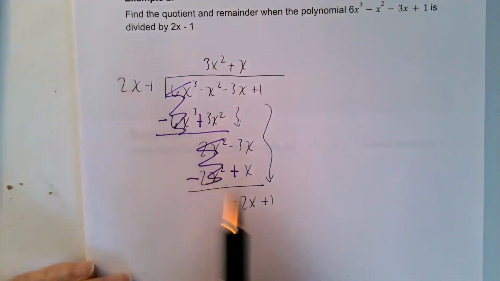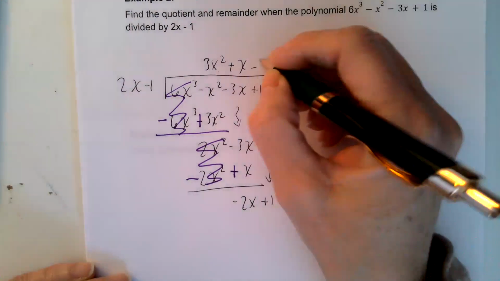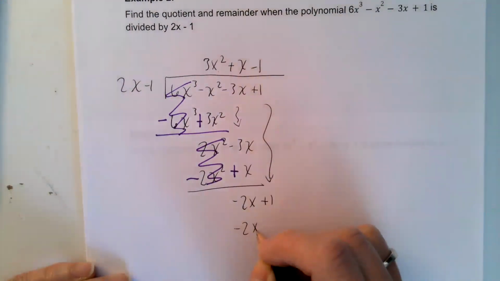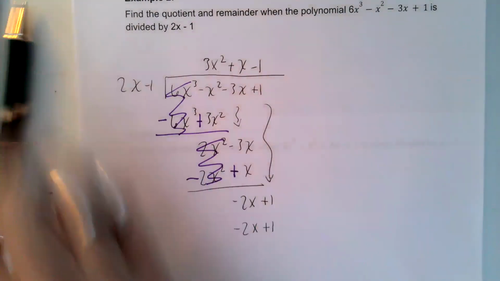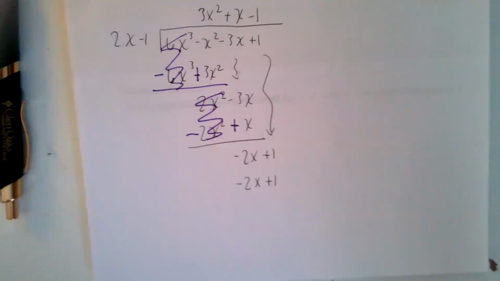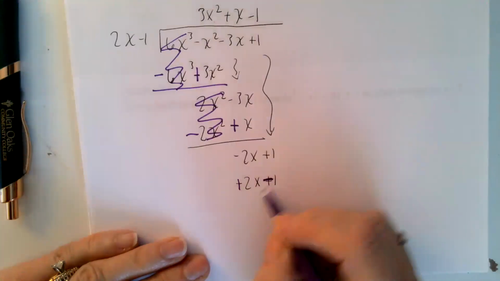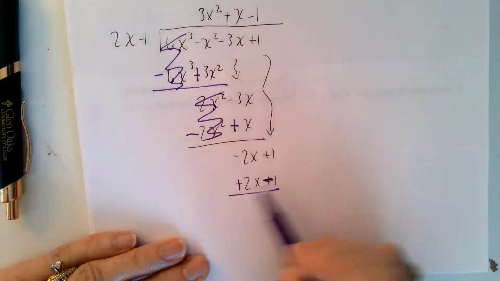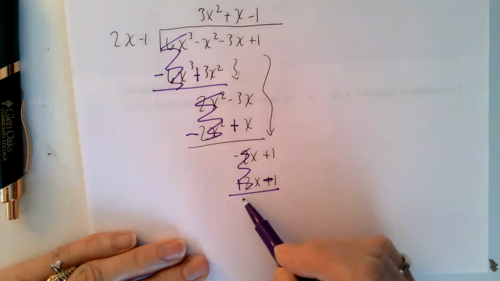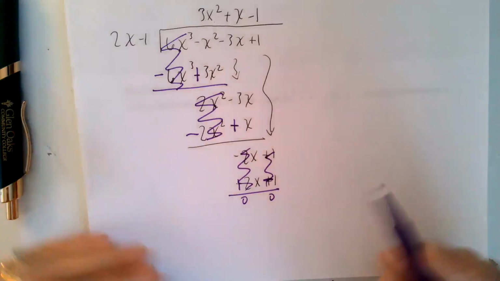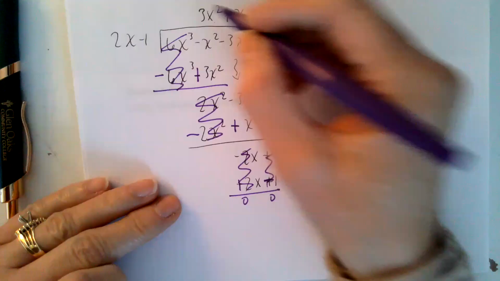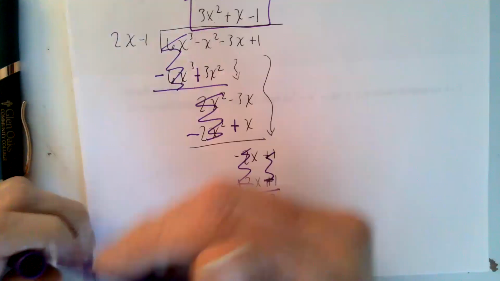And then 2x times what gets me a negative 2x? Just a negative 1. This would be a negative 2x plus 1. And we subtract them. We change the sign. So that goes to 0 and that goes to 0. So there's no remainder. So this is my quotient.